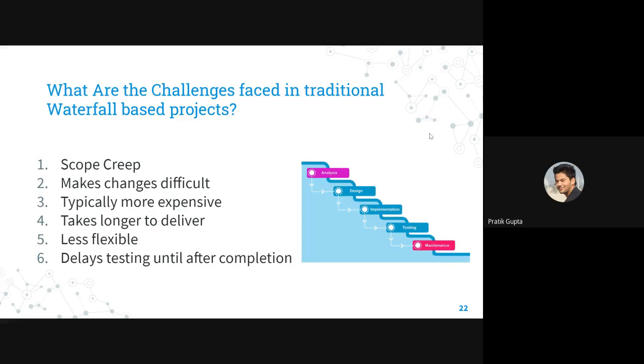So next is, what are the challenges faced in traditional waterfall based projects? Agile is not something very new, but in IT organizations, it is implemented newly. Previously, everyone was following either waterfall based or spiral methodologies. We do the analysis phase, then the design phase, designing the architecture, the website, the mobile application. Then we implement and develop it. Then it goes to the testing phase. Then it goes to the maintenance phase. This is what a typical waterfall model generally looks like.